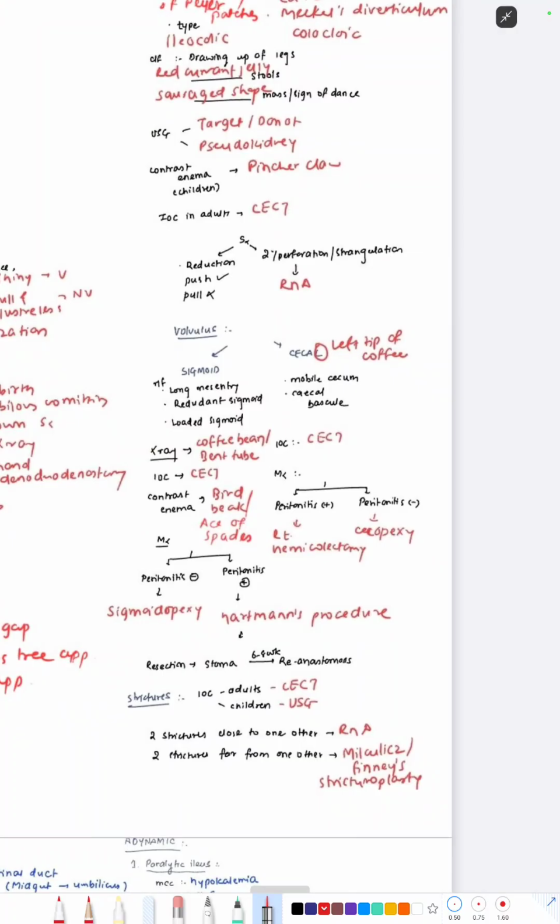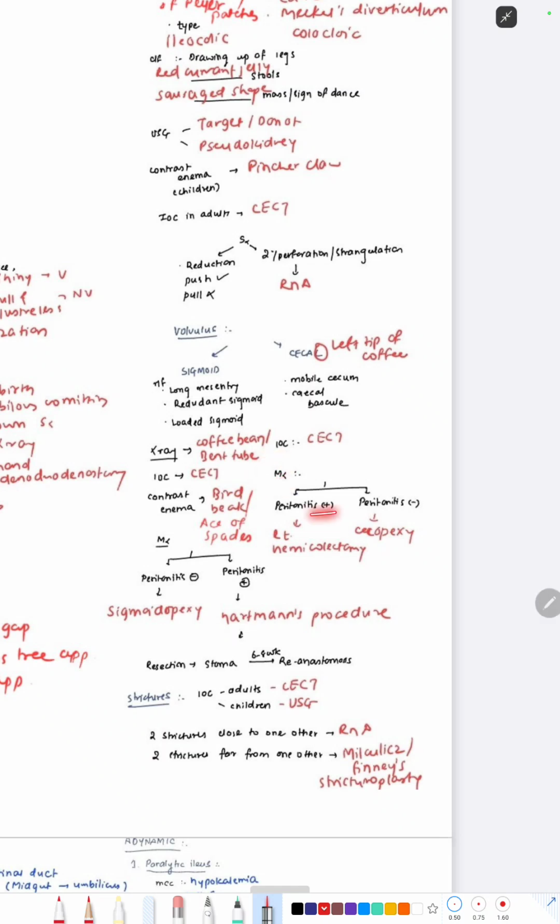Investigation of choice is CECT. Contrast enema shows a bird beak appearance or the ace of spades appearance. The investigation of choice in cecal is CECT, and the management is for sigmoid volvulus: if peritonitis is absent, sigmoidopexy is done. If it is present, then Hartmann's procedure, wherein we first do a resection, then the stoma is created, and 6 to 8 weeks later, reanastomosis is done.